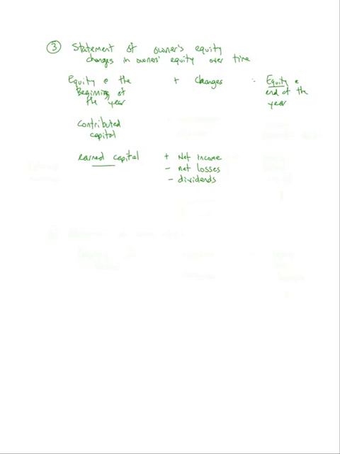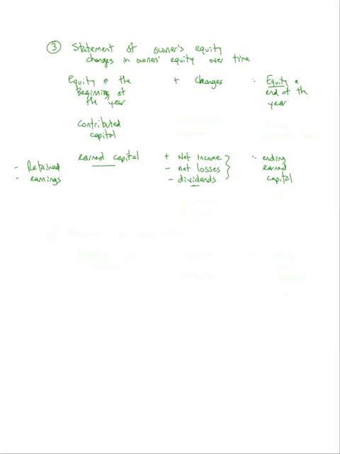So the beginning of the year earned capital plus these changes, adding net income or subtracting a net loss, and subtracting any dividends paid, gives the ending earned capital. The accounting term for this earned capital is retained earnings. It is the measure of earnings that have been retained over time and not distributed out as dividends.